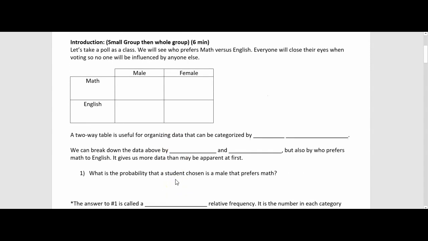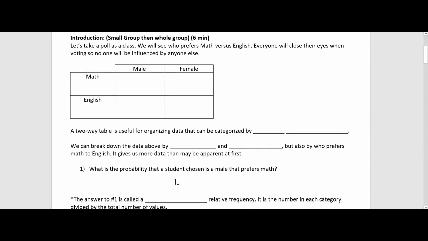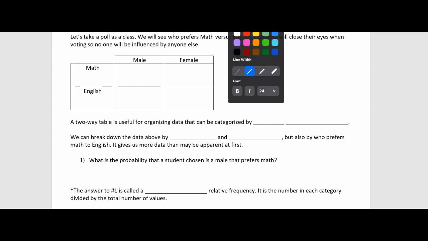We're going to start off by conducting a fake poll and then answering some questions about it. It says, let's take a poll as a class. We will see who prefers math versus English. I am not going to get real-time feedback here because I'm creating this video by myself, but let me just fill in some numbers here. And obviously, I'm going to be biased towards the mathematical side, which may or may not represent the thoughts and feelings of whoever's watching this.